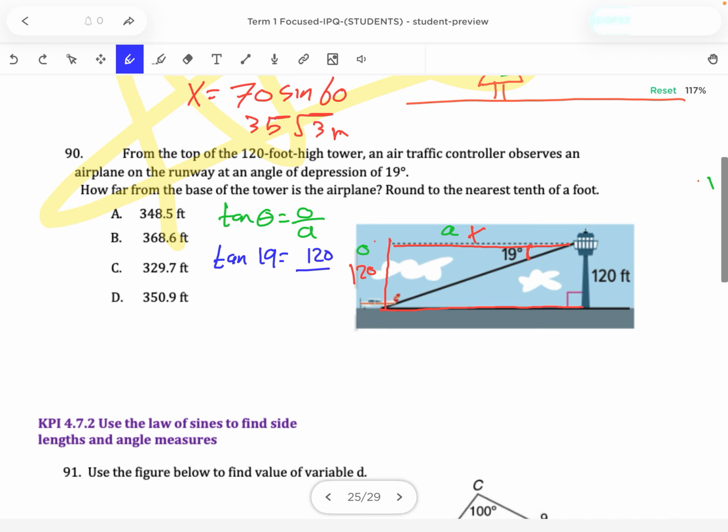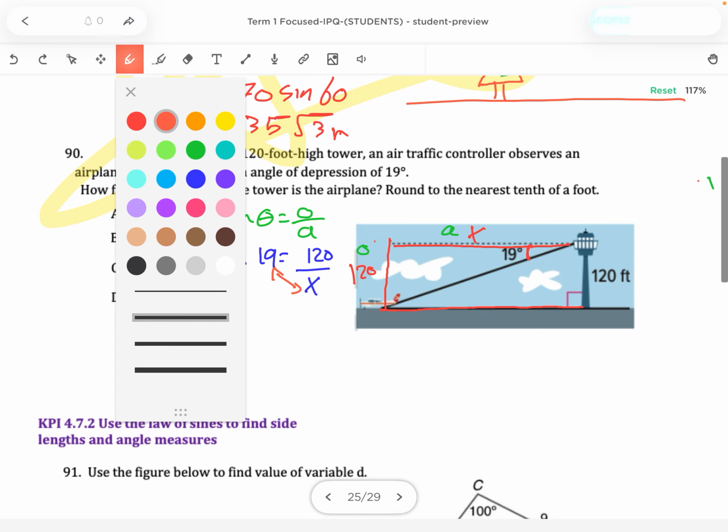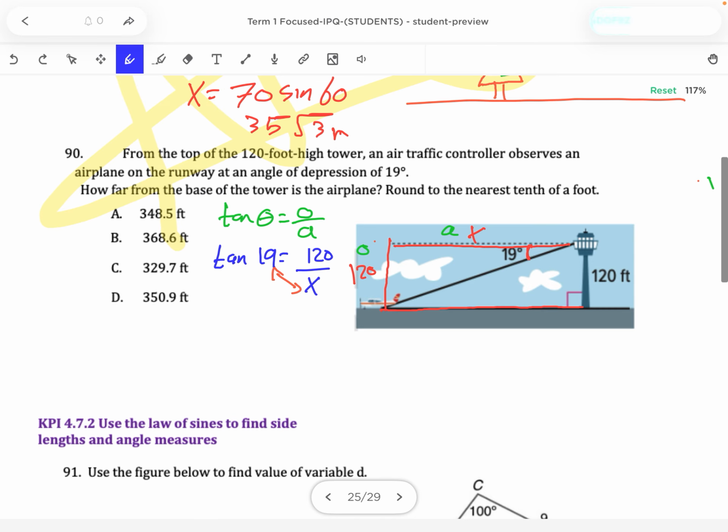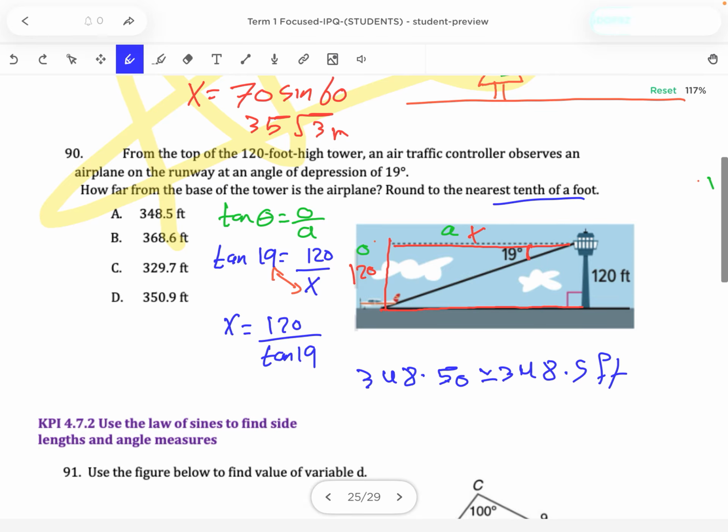Tan 19 equals 120 over x, and we said we can switch the places عشان نرتاح بدل البترفلاي. So x will be 120 over tan 19. 120 over tan 19, we close the bracket, and the answer is 348.5. Round to the nearest foot, 0.5 طبعا 0, so it will be 348.5 feet. Okay.